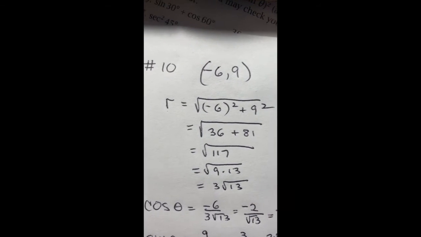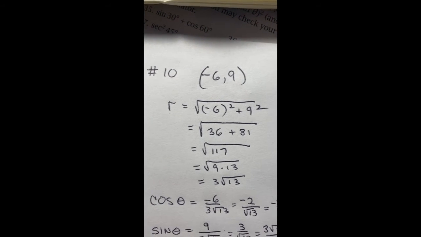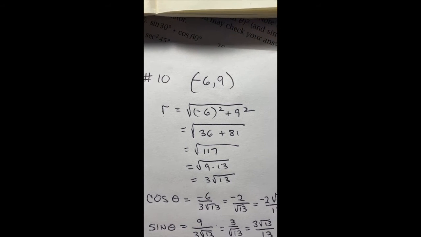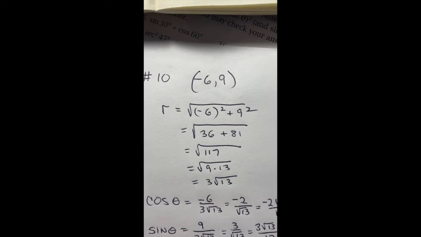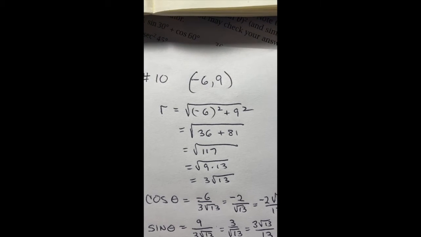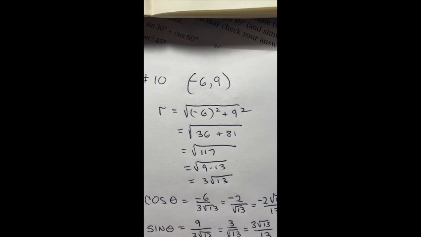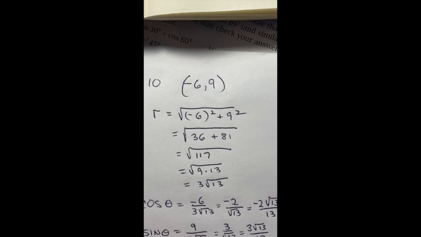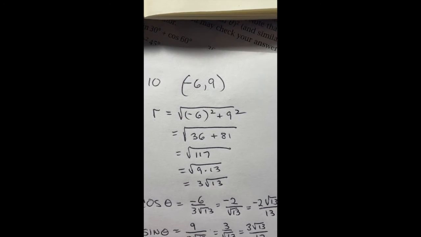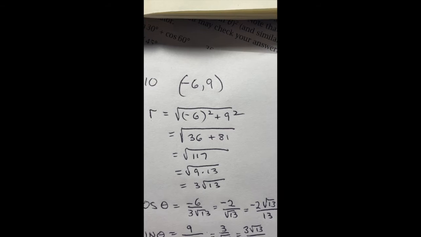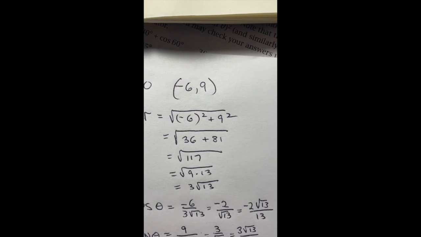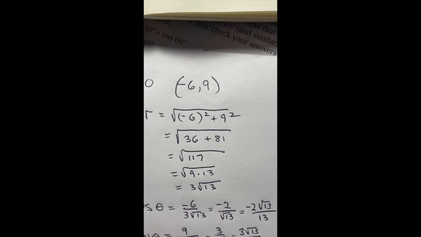So let's look at number 10 and figure out what we're going to do here. For number 10, the point that we're given is negative 6, comma 9. The first thing we need to do is figure out the r value, the distance between the origin and the point. That is square root of negative 6 squared plus 9 squared, which is square root of 36 plus 81, which is square root of 117. 117 can be factored as square root of 9 times 13. Square root of 9 is 3, so I can take that out, and it simplifies to 3 square root of 13.